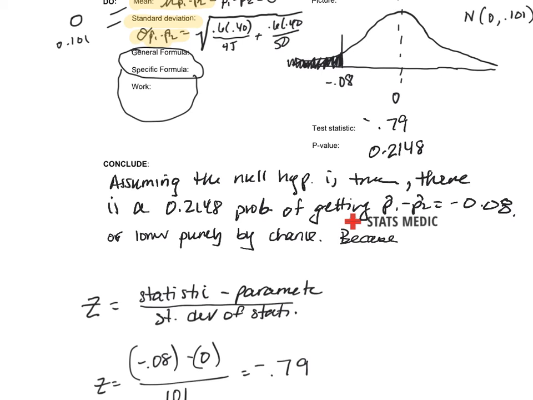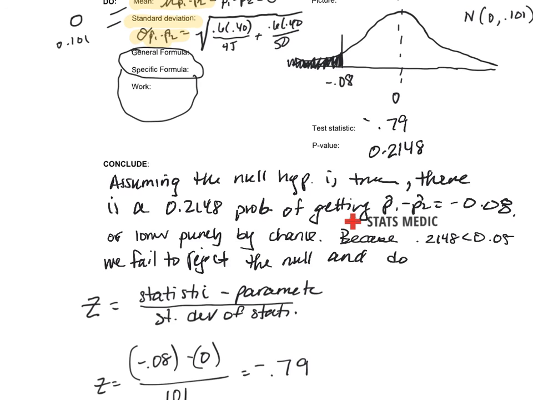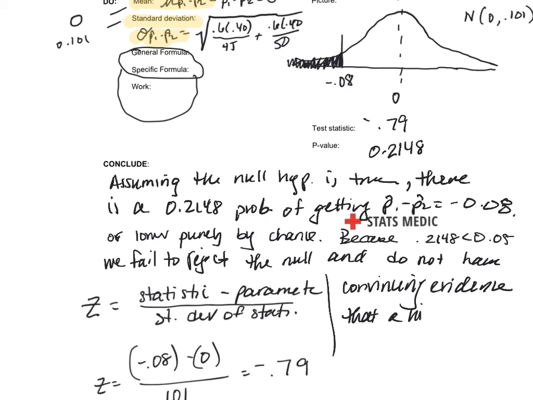because 0.2148 is greater than 0.05. Because the p-value is greater than alpha, we fail to reject the null and do not have convincing evidence that a higher proportion of seniors go to prom.